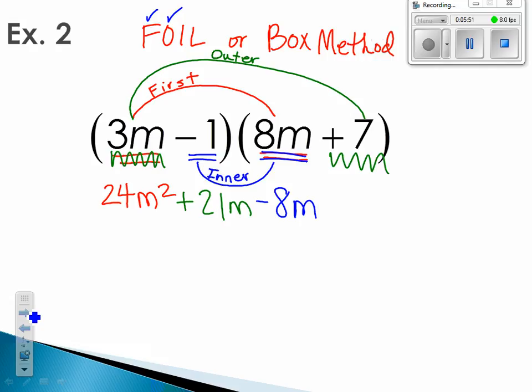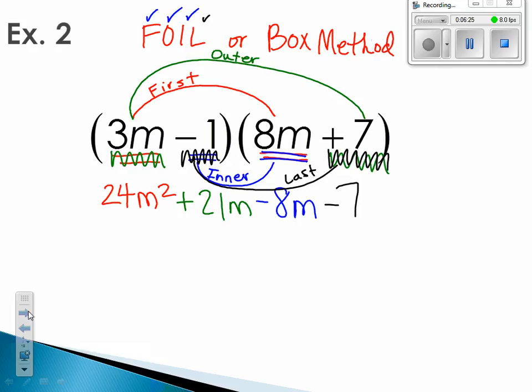So we've done inner. Now we got to do last. So that would be my two terms that are listed last in each set. So in this case, I've got -1 is listed last and 7 is listed last. So -1 times 7 is -7. So then we've done our last.